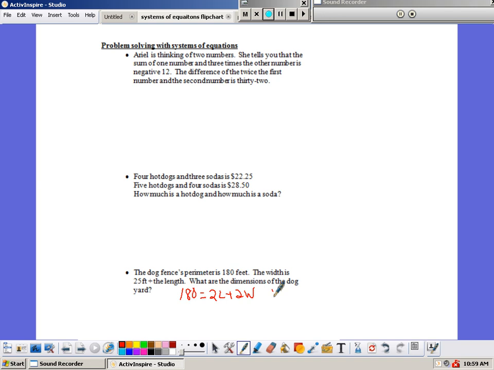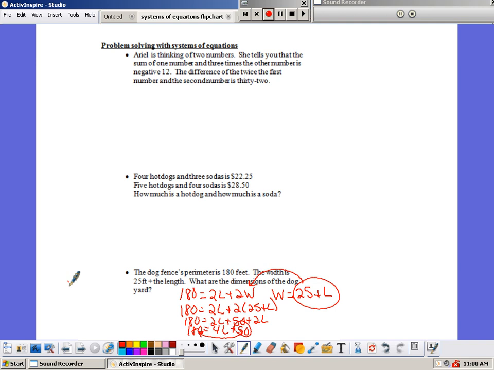The width equals the 25 plus the length. 25 plus the length. So this is a substitution. I'm going to take 25 plus L and plug it in every time I see W. So 180 equals 2L plus 2 times 25 plus L. 180 equals 2L plus 50 plus 2L. 180 equals 4L plus 50. Move my 50 over. 130 equals 4L.